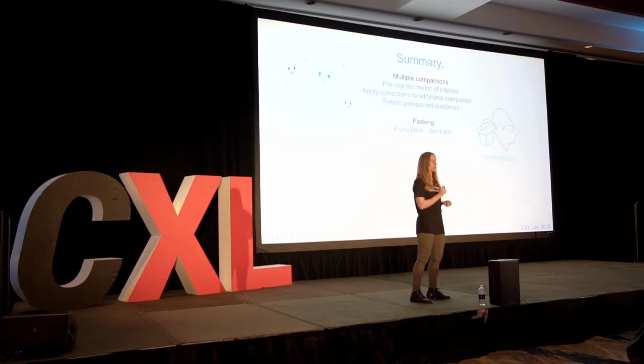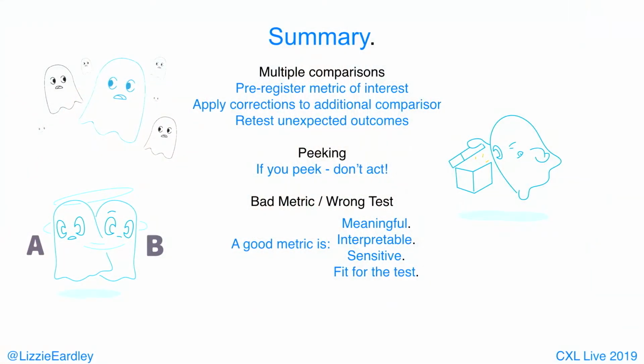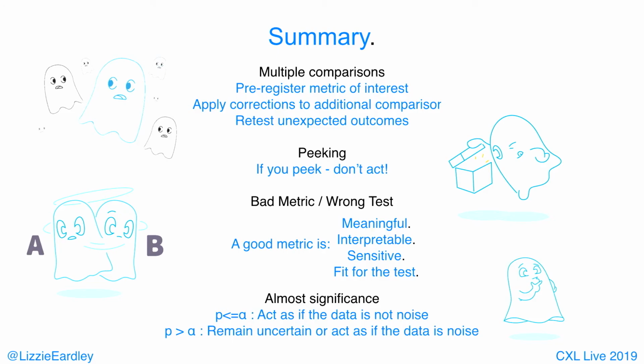Then we saw the ghost of peeking. If you look at the data while the experiment is still running, don't act. So don't be tempted to stop that experiment early because it looks significant. A good metric is meaningful, it's interpretable, it's sensitive, and it must satisfy all the assumptions of the test that you're applying to it. And then finally, we just met the ghost of almost significance. There is no such thing as almost significant.